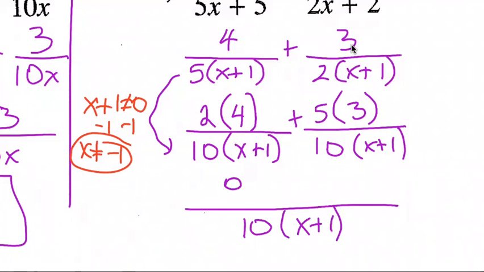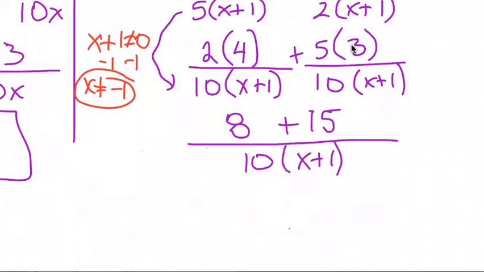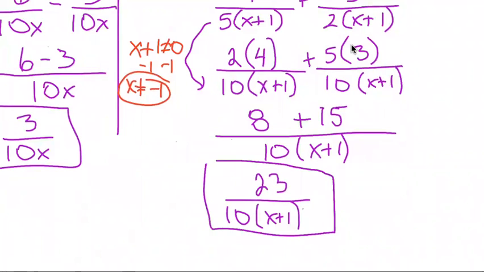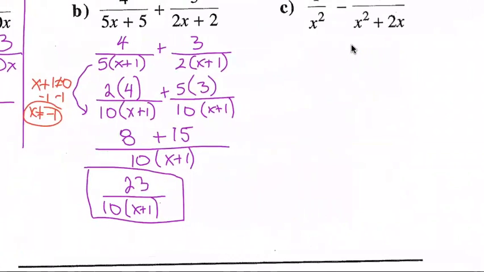2 times 4 is 8. 5 times 3 is 15. 8 plus 15, what's that, 23? 23 over 10 bracket x plus 1. And of course here we would check to see if things reduce, but they don't, so we are complete. I think that's what all these examples in the first one do. They don't reduce, for a couple, I think.